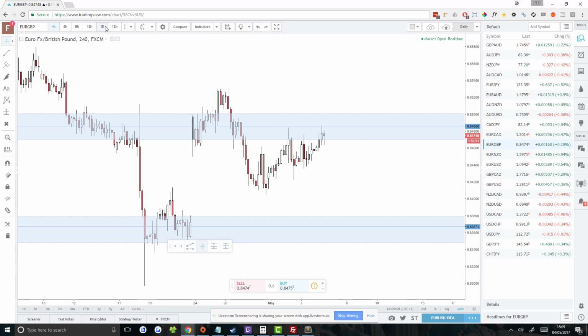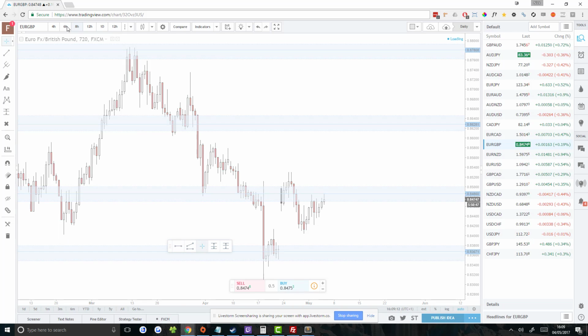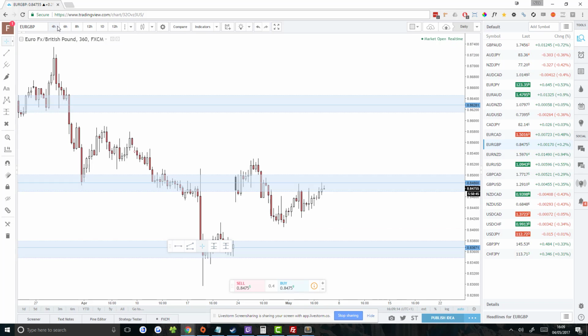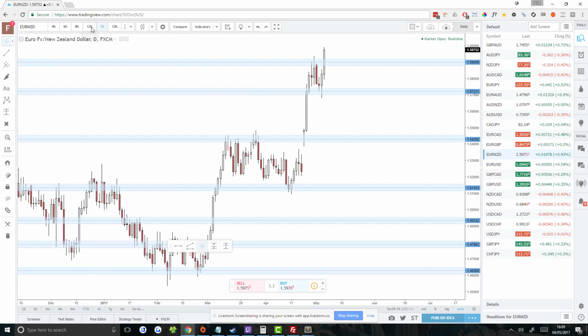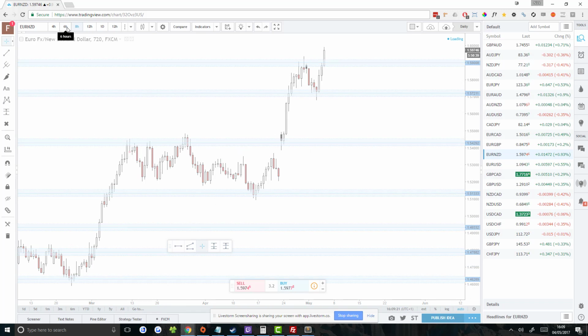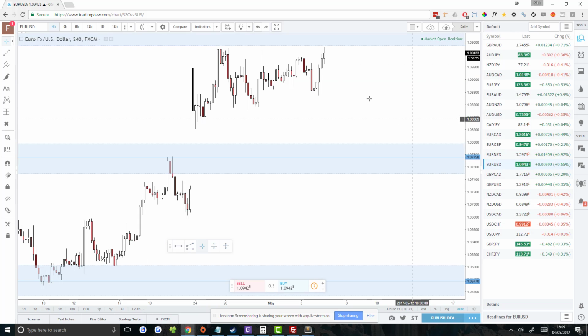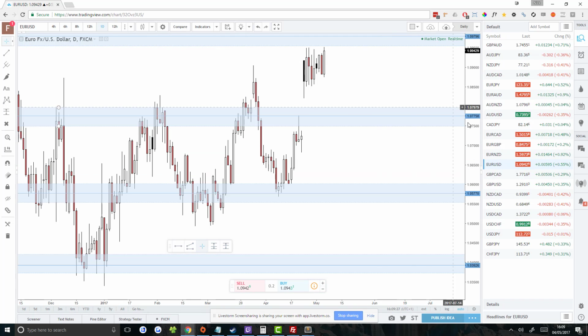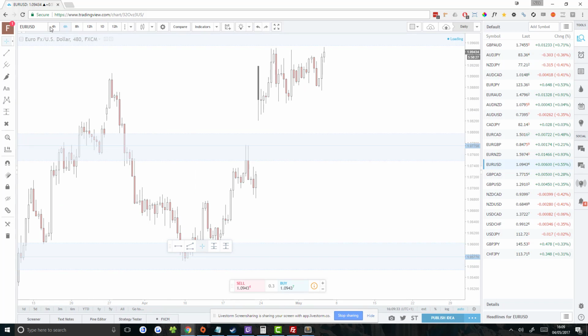EURJPY. Nothing much really. Euro New Zealand, all these Euro pairs. There's not going to be any trades on these Euro pairs. They're all trending too heavily. No reversal trades when it's trending that much, except for Euro USD, of course. But there's no trade here for a different reason. It's because it's just ranging like crazy.